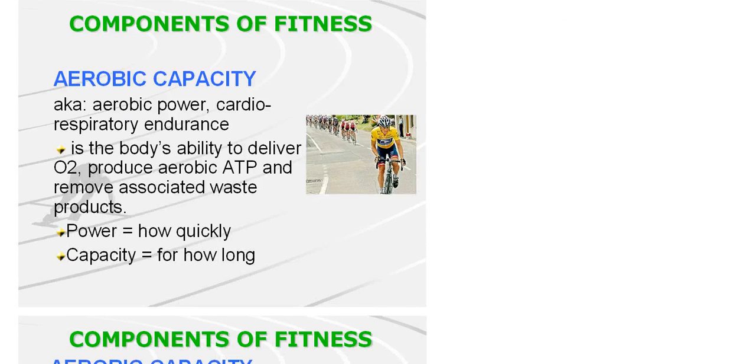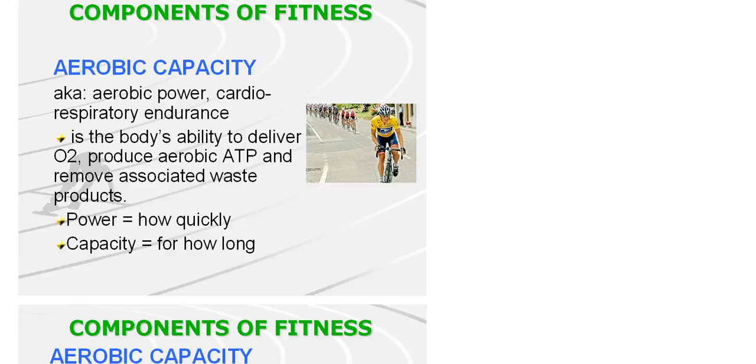So the first one that we're looking at is in fact aerobic capacity, also known as aerobic power, cardiorespiratory endurance. This is the one that people tend to just refer to as fitness. However, when we look at components of fitness, we'll see that there are many other factors that contribute to someone being fit, not just aerobic capacity. Just going to take aerobic power to start off with.